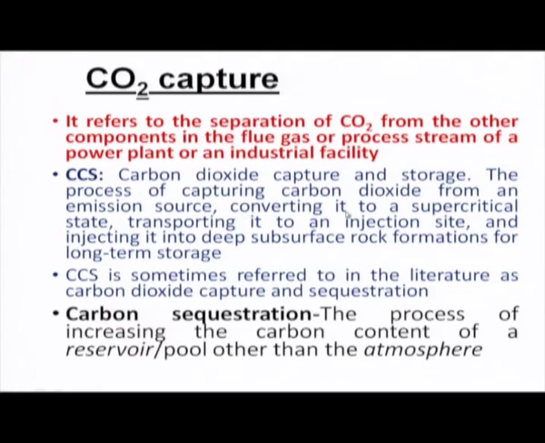So carbon dioxide capture and storage is one of the things proposed as a part of mitigation. It is the process of capturing carbon dioxide from an emission source, converting it into a supercritical state, transporting it to an injection site, and injecting it into a deep subsurface rock formation for long term storage. This is also sometimes referred to in the literature as carbon dioxide capture and sequestration. Sequestration is nothing but the process of increasing the carbon content of a reservoir or pool other than the atmosphere. We have to collect the carbon dioxide, capture it and put it underground. Somehow we have to do this, not let the carbon dioxide into the atmosphere. This is popularly called carbon dioxide capture and sequestration.